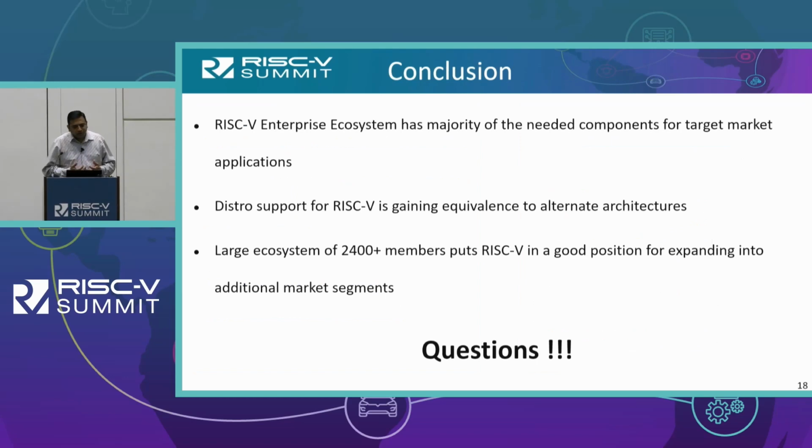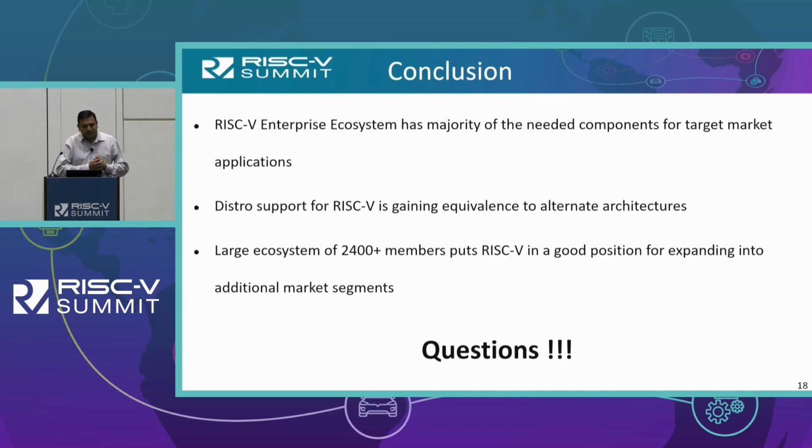So in a nutshell, to conclude, what are we concluding here? The message here was that the RISC-V enterprise ecosystem has the majority of the needed components for target market applications. Are we saying that this is the end? No. Are we saying that this is the beginning? No. What we're saying is the majority of the pieces are there to build out any kind of software stack that people would want to run on RISC-V. And as time moves on, in the next year, next 2 years, next 3 years, things will continue to improve. But the core pieces to even build a full stack are there today.